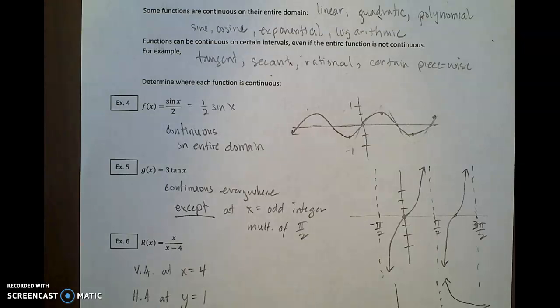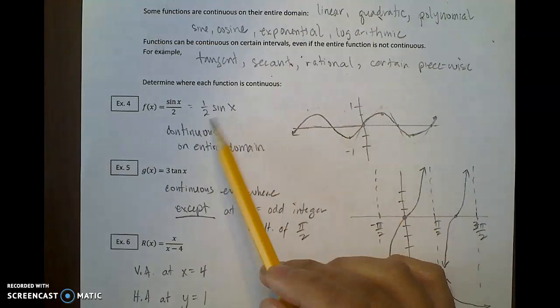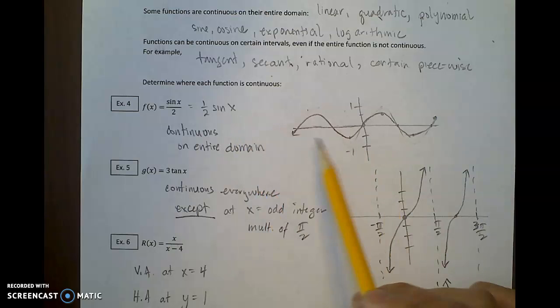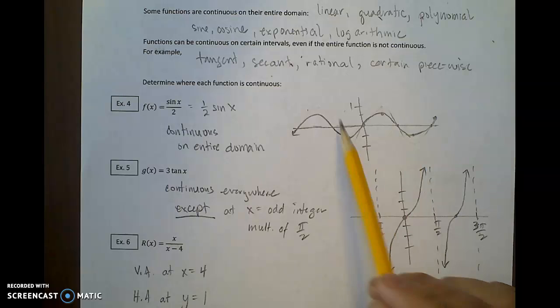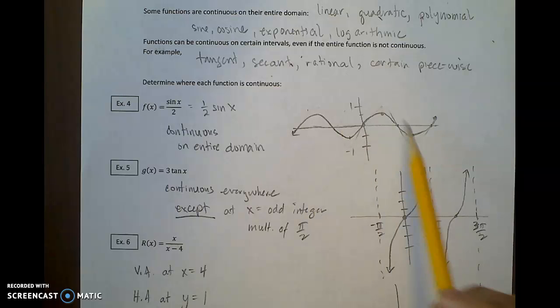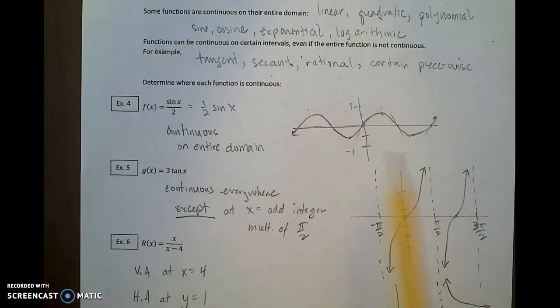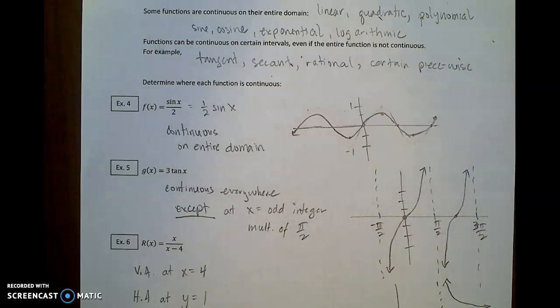Here we have f of x equal to sine x over 2, which we can rewrite as 1/2 times sine x. So if we recall how to graph a sine function, we have our amplitude of 1/2, and then the rest of it domain-wise is pretty standard. So clearly, you see from the graph that this particular function is continuous over the entire domain.